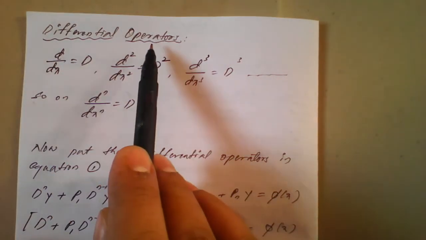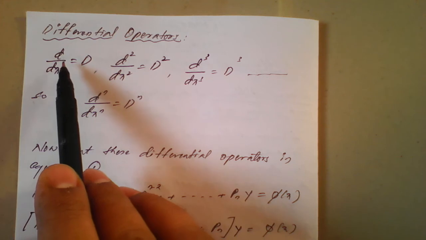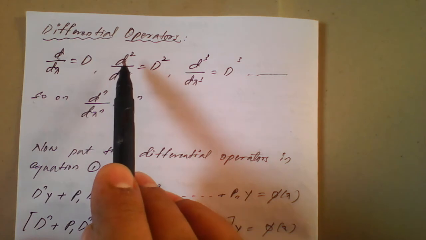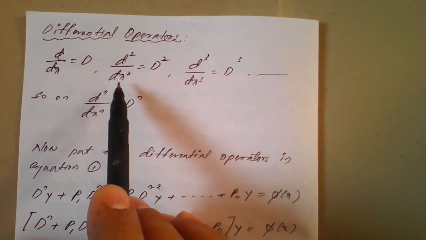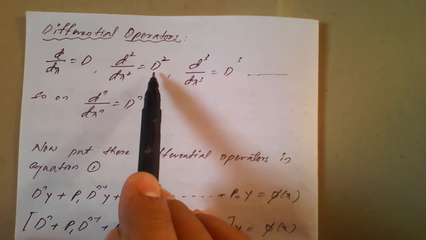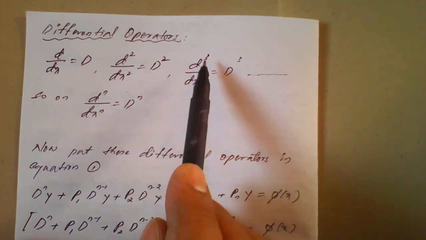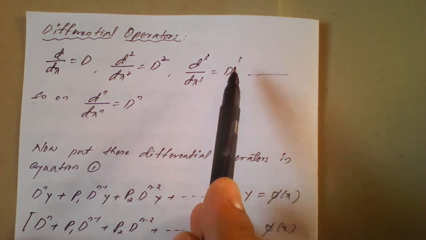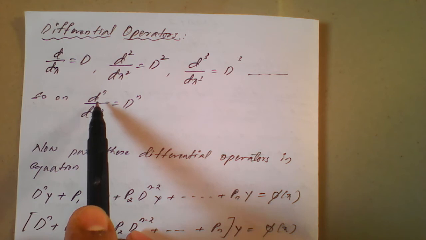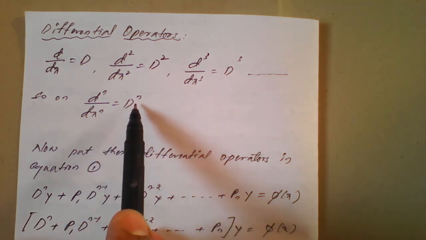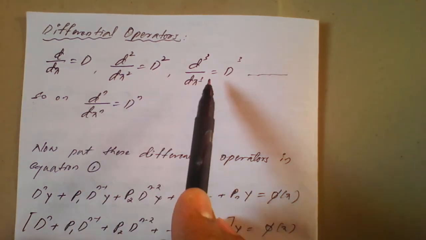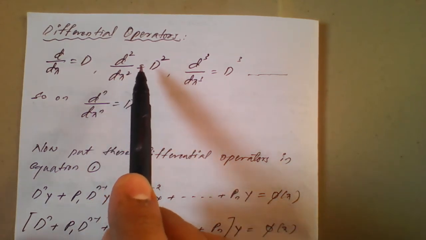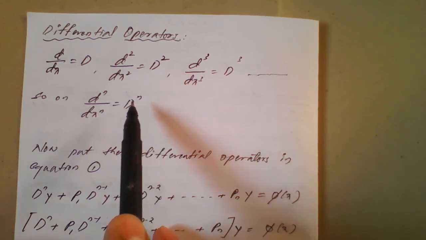Now we'll see the differential operator. Wherever we have d by dx, we will replace it with capital D. d square by dx square will be replaced as capital D square, d cube by dx cube as capital D cube, and so on, and d^n by dx^n can be replaced by D^n. So this capital D is called a differential operator. Based on the order of the differential equation, we have to replace it.